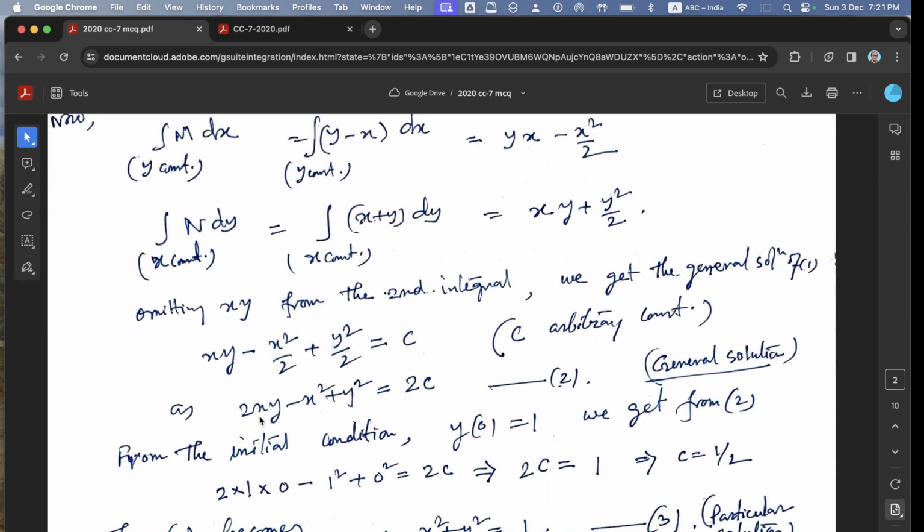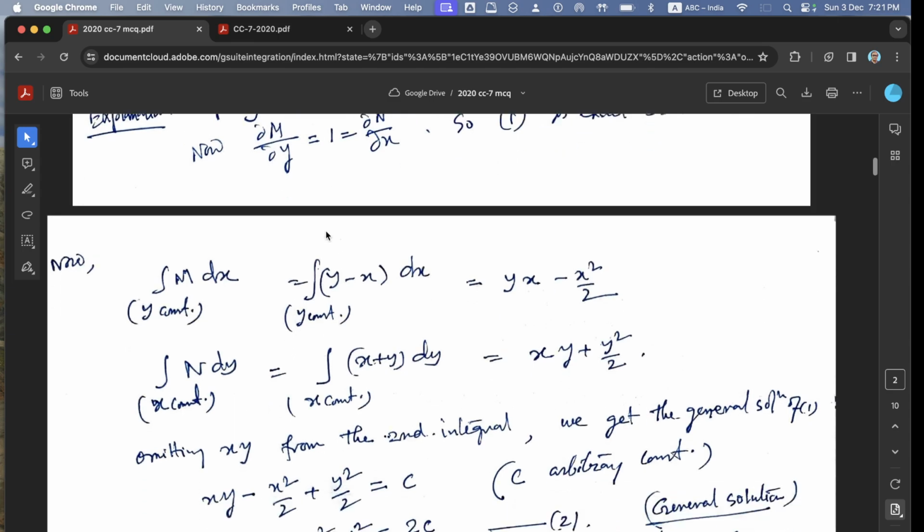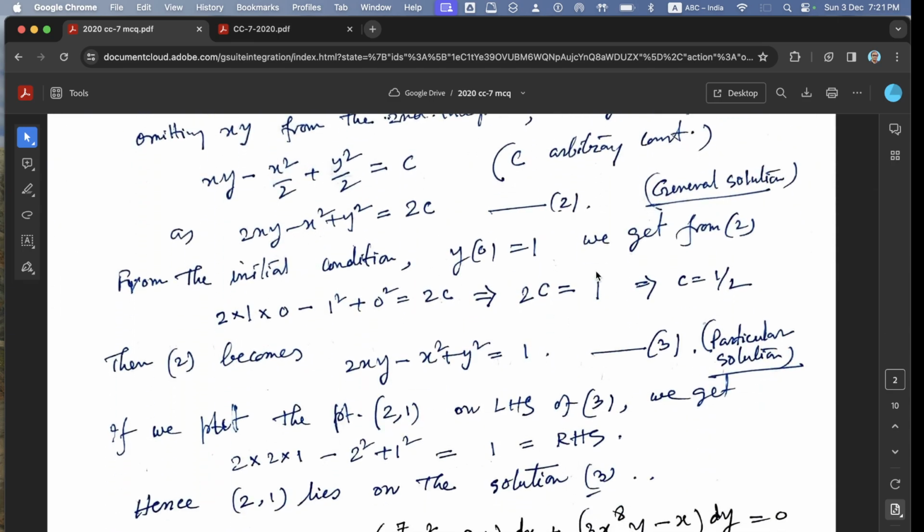So 2xy minus x square plus y square equal to 2c. This is the general solution of the given equation. And from the initial condition y(0) equal to 1, we get the value of c equal to half. Then the general solution becomes 2xy minus x square plus y square equal to 1, and this is the particular solution.